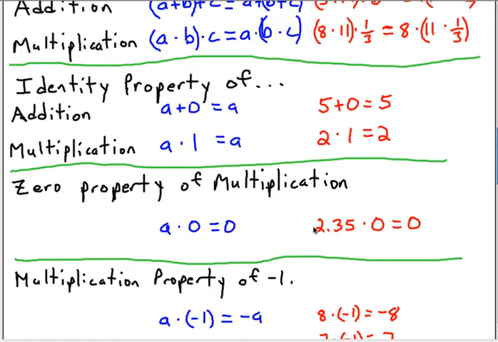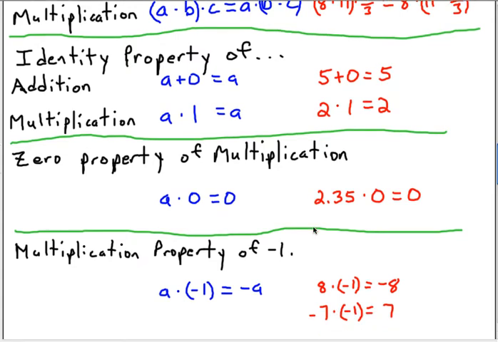And then we have the multiplication property of negative 1, where a number times negative 1 will equal the opposite of that number. So for instance, 8 times negative 1 is negative 8. But if we start with a negative number to begin with, then the answer is not negative, the answer is the opposite. So we would get positive, as in negative 7 times negative 1 equals 7.